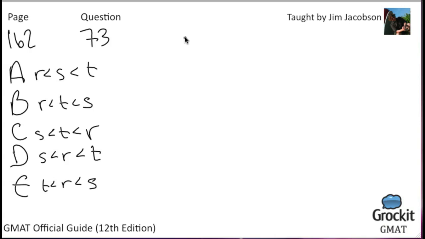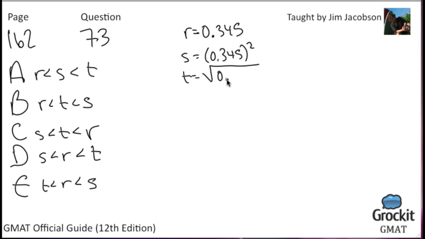So let's just get those down. We have R equals 0.345. S equals that quantity squared, and T equals the positive square root of that. So we can see that all of them use the same original number, which is a fraction between 0 and 1, or a decimal between 0 and 1.